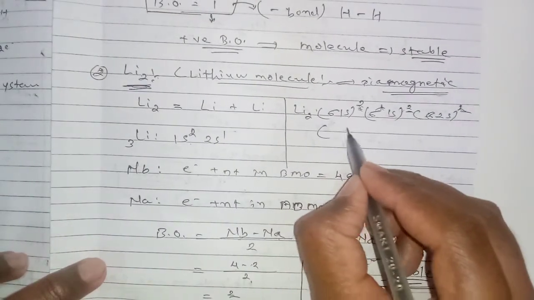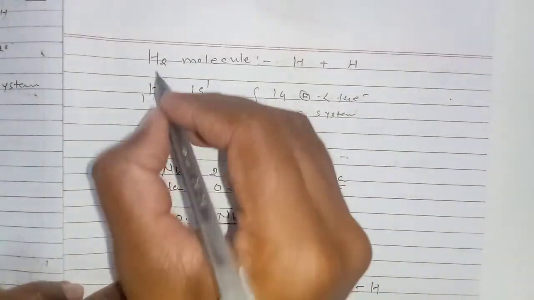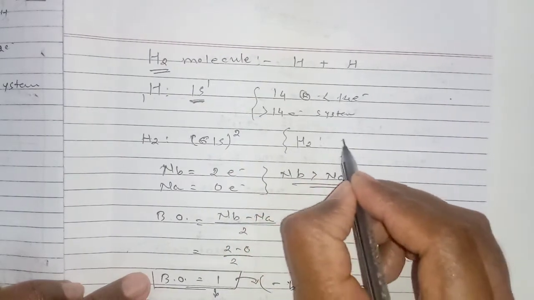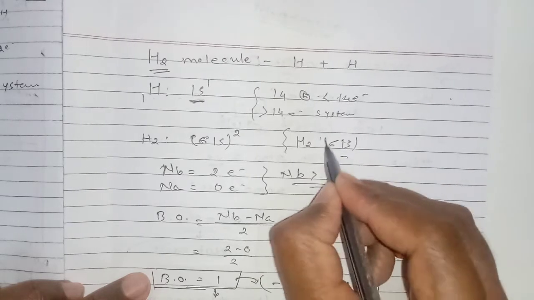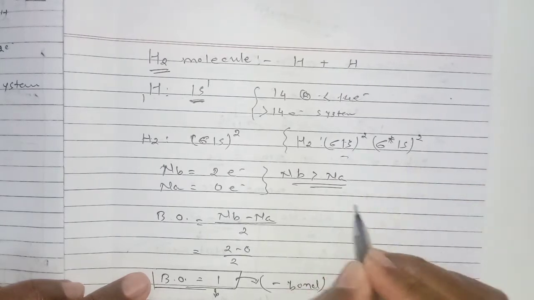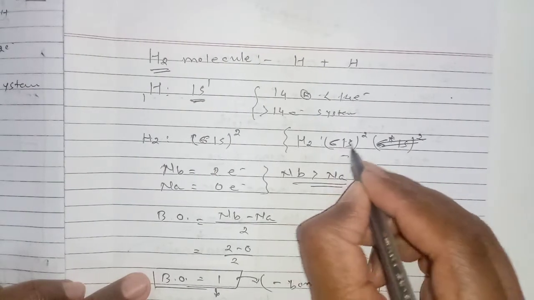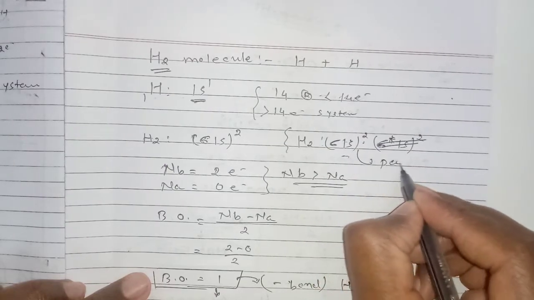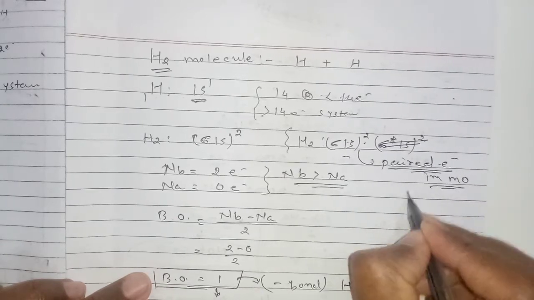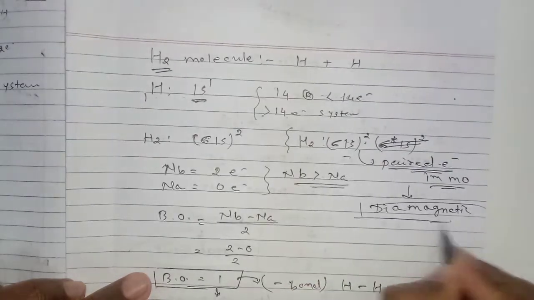Here, in the case of the hydrogen molecule, only the sigma 1s orbital exists, with paired electrons in the molecular orbital, so it is diamagnetic in nature.